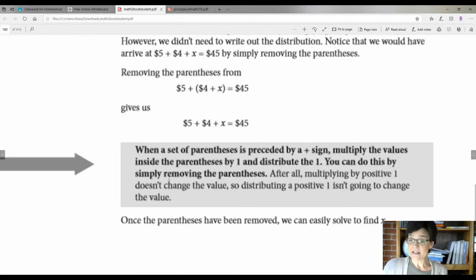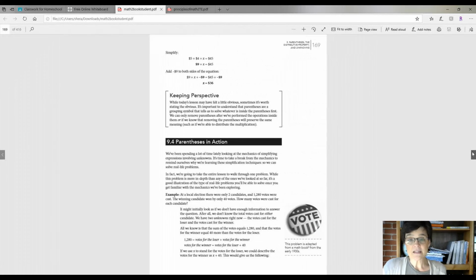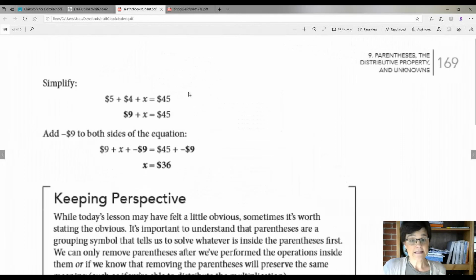So, this is your thing to remember today: when a set of parentheses is preceded by a plus sign, then just multiply the values inside parentheses by 1 and distribute the 1, or just remove the parentheses. After all, multiplying by positive 1 doesn't change their values. So you're just simply taking away the parentheses. And once you take away the parentheses, then you can solve for x. And this is where they solve for it.